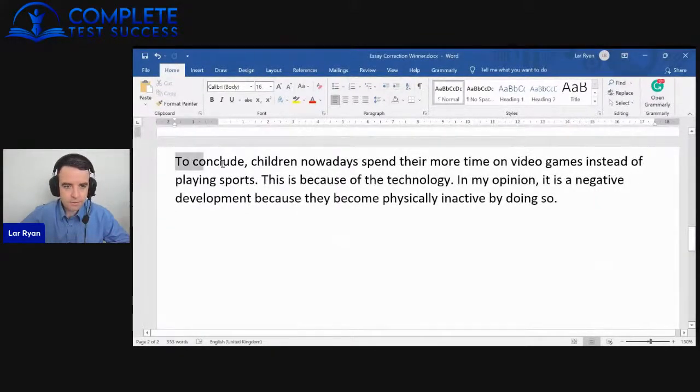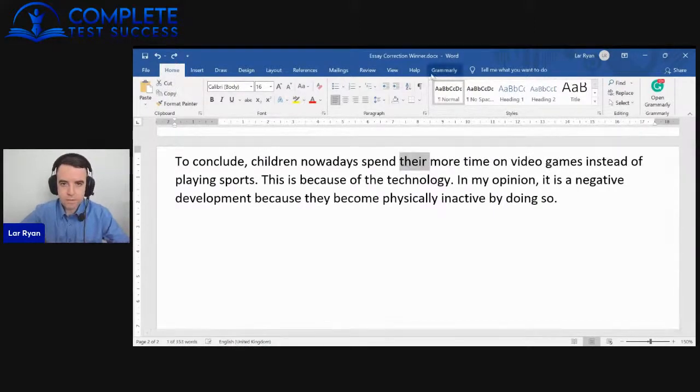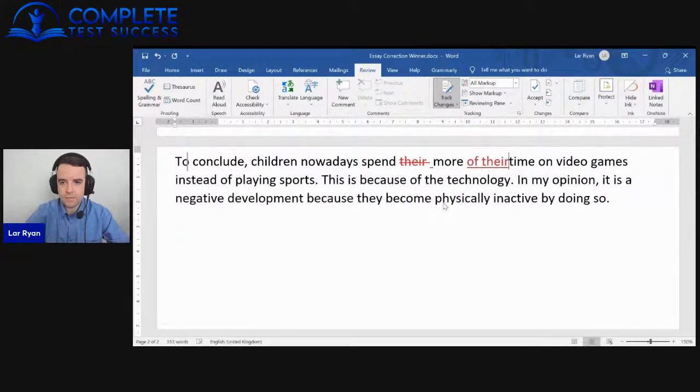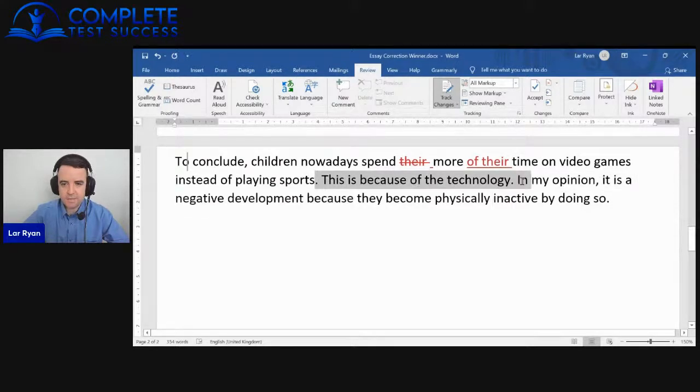So to conclude, children nowadays spend more of their time on video games instead of playing sports. This is because of the technology. In my opinion, it is a negative development because they become physically inactive by doing so.